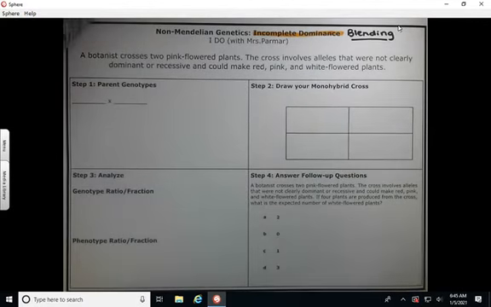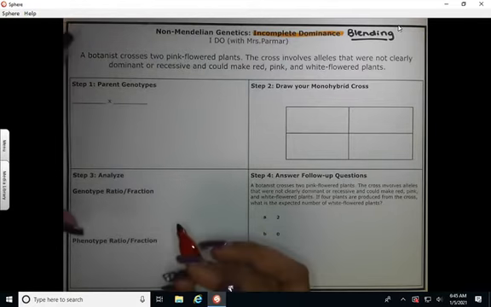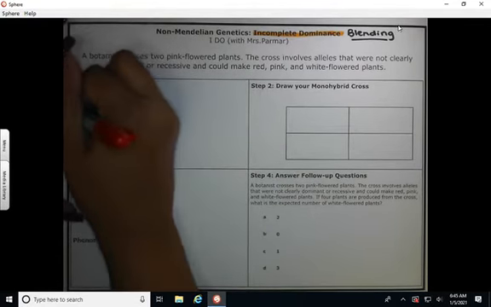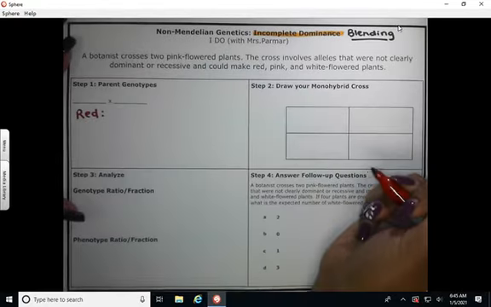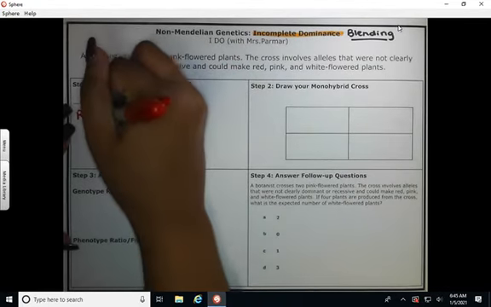A botanist crosses two pink flowered plants. The cross involves alleles that were not clearly dominant or recessive and can make red, pink, and white flowered plants. So let's go ahead and create a key for ourselves and determine what the parents' genotypes are. The first thing is that we have red, and if we're red, we're going to just go with R here.